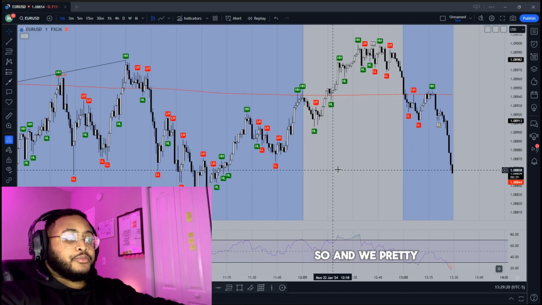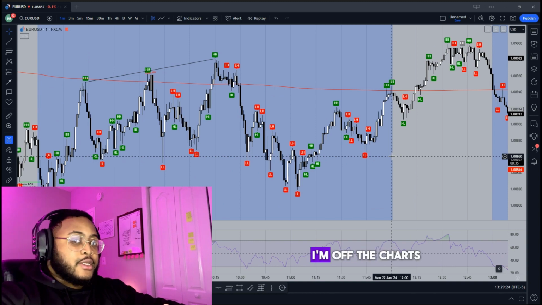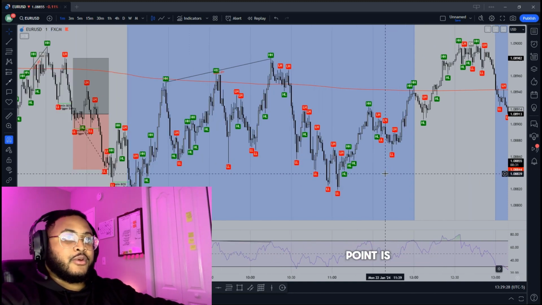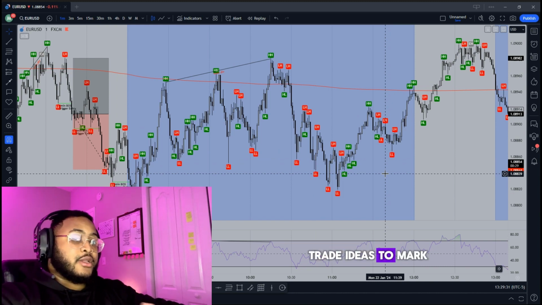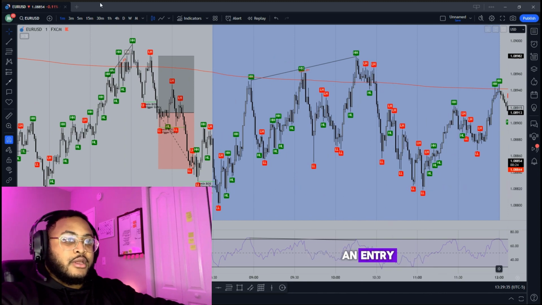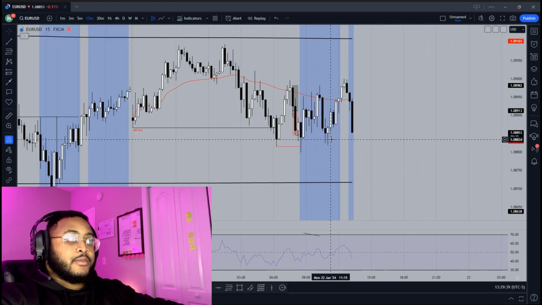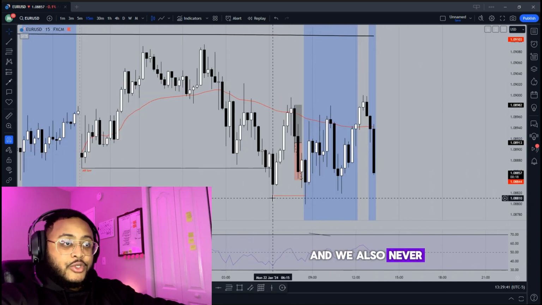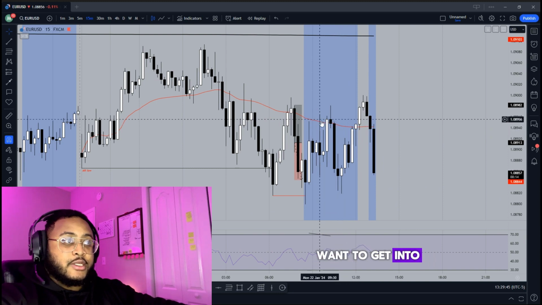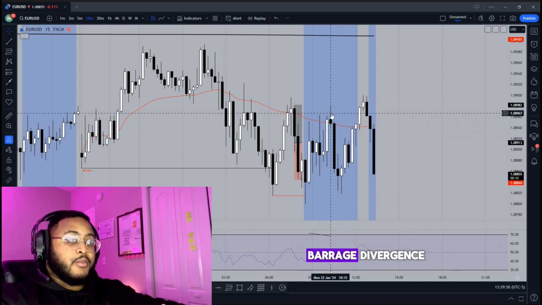So we pretty much get to 12 p.m. At that point, like I said, I'm off the charts. I'm not looking at these things anymore. The only thing I'm looking for at this point is if I had any trade ideas to mark them up, add some notes. But other than that, we don't really get an entry. And we also never get another bearish break of structure that would make me want to get into an entry right around here where you saw me place that 1 minute bearish divergence.